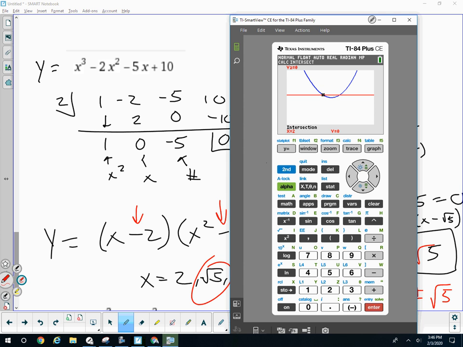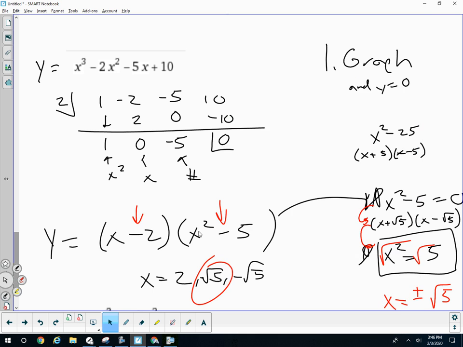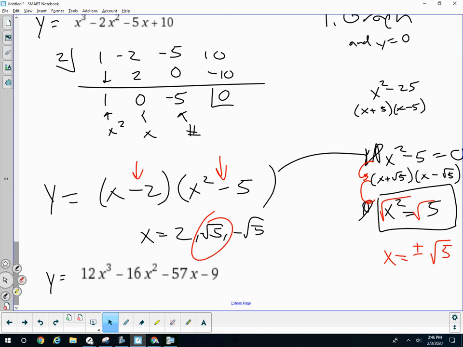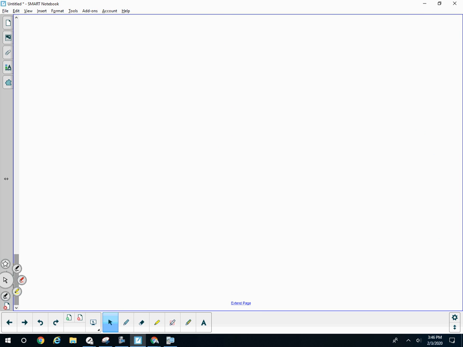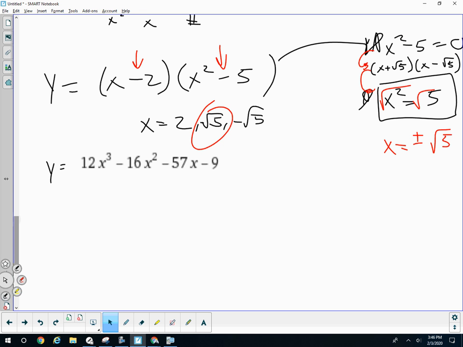Okay, so watch. Trace. Let's go to root 5. Root 5, there it is. That's the other one we found. You just didn't know that was root 5. Okay, another one. Questions? Okay, let's do this one.